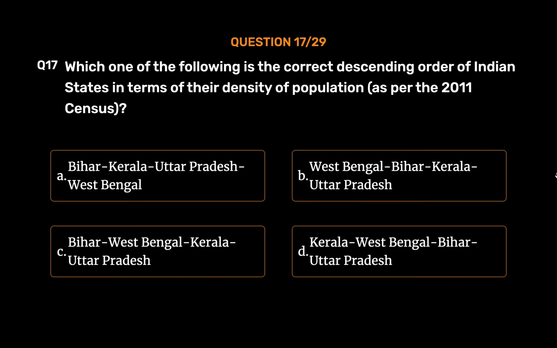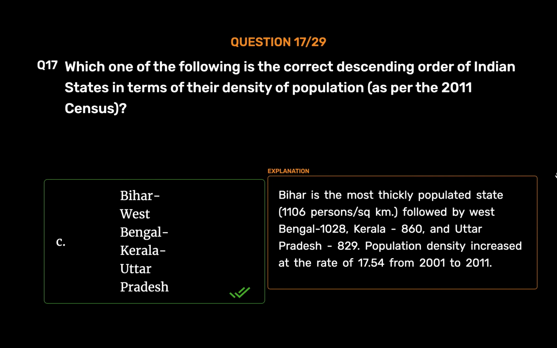The correct answer is option C. Bihar, West Bengal, Kerala, Uttar Pradesh. Bihar is the most thickly populated state, 1,106 persons per square kilometer, followed by West Bengal 1,028, Kerala 860, and Uttar Pradesh 829. Population density increased at the rate of 17.54 from 2001 to 2011.